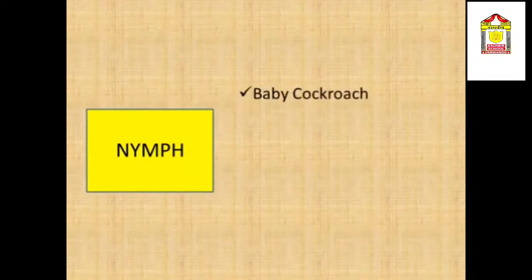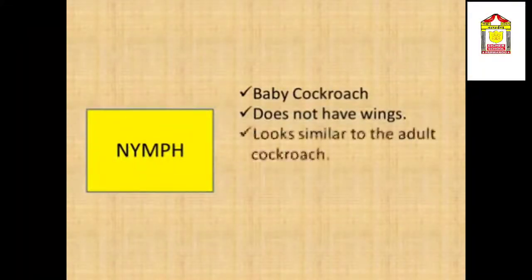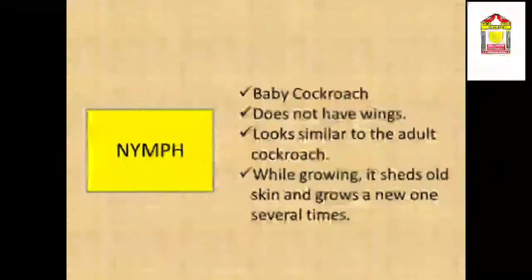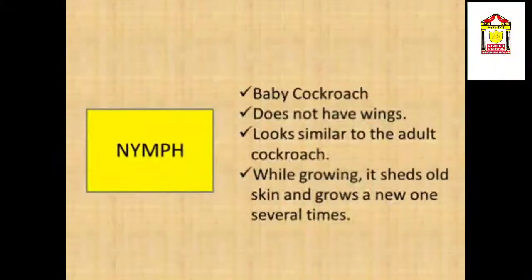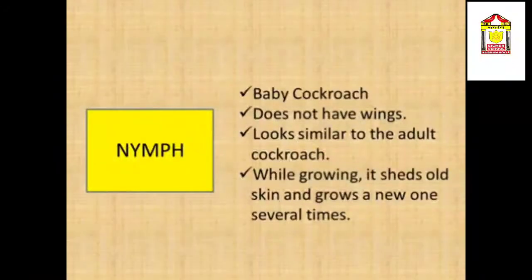Now let us discuss more about the nymph. Nymph is the baby cockroach. It does not have wings. It looks similar to the adult cockroach. While growing, it sheds its old skin and grows into a new one several times. It means molting takes place in the case of the cockroach also. So these are the characteristic features of a nymph. Nymph kisko bolte hain? Baby cockroach ko hi nymph bolte hain.